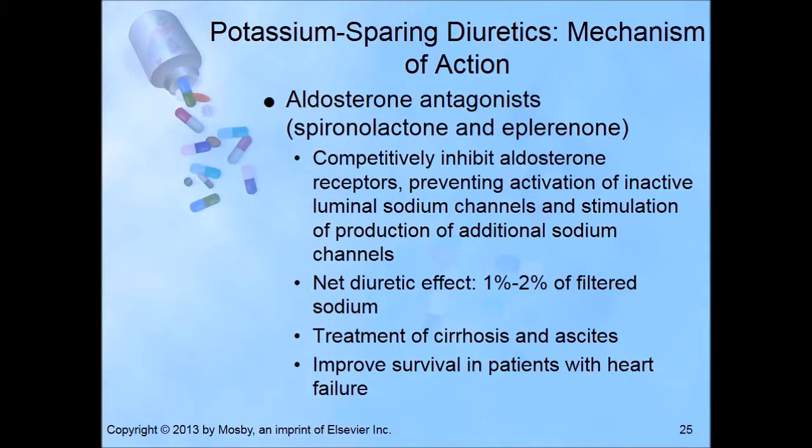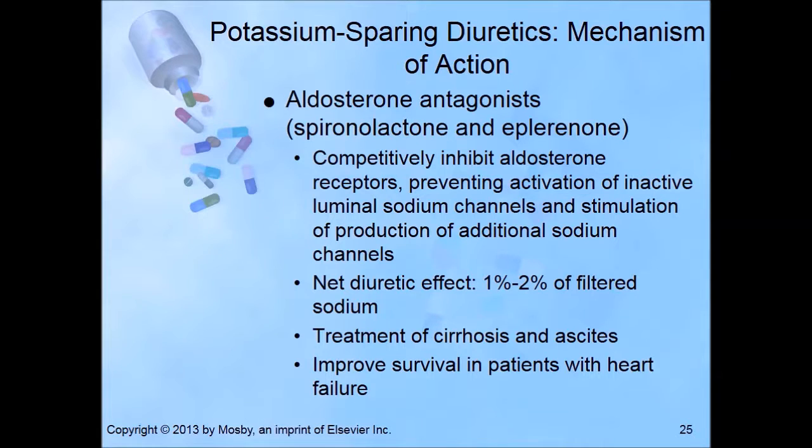We also have the aldosterone antagonists. This includes spironolactone, which is most commonly used. The tubular epithelial cells in the collecting duct possess high affinity receptors for the hormone aldosterone. Occupancy of these receptors by aldosterone initiates a number of events, including activation of previously inactive luminal sodium channels, transport of additional sodium channels from the cytosol to the luminal cell membrane, and stimulation of the production of other sodium channels. Spironolactone competitively inhibits the aldosterone receptor.